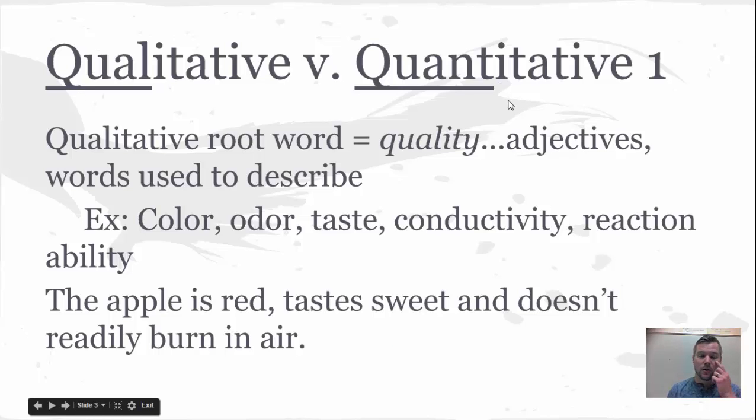underlined because the root words that are found in each of those are helpful in determining the meaning. For qualitative, we're talking about qualities, which are adjectives typically that are used to describe. So for examples, colors, odors, taste, conductivity, reactability, those are all qualitative descriptions of that item. In other words, they don't have numbers, which is what we're going to see in a little bit. The apple is red, it tastes sweet, doesn't readily burn in air. Those are all qualities of an apple.